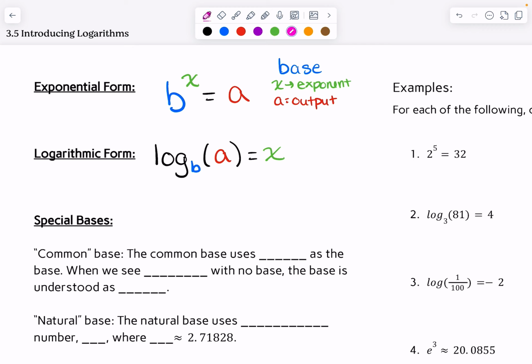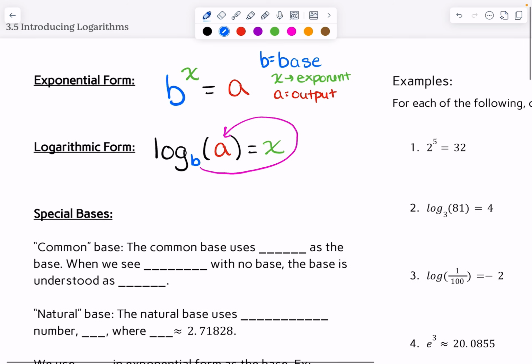When we're converting from logarithmic to exponential, one thing I like to think about is kind of this swoop around as we're going. So b to the x equals a as we're going around there. And it's the same thing. The b is still our base. The x is still our exponent, and the a is our output. This is just in a different format, and it uses that logarithm.